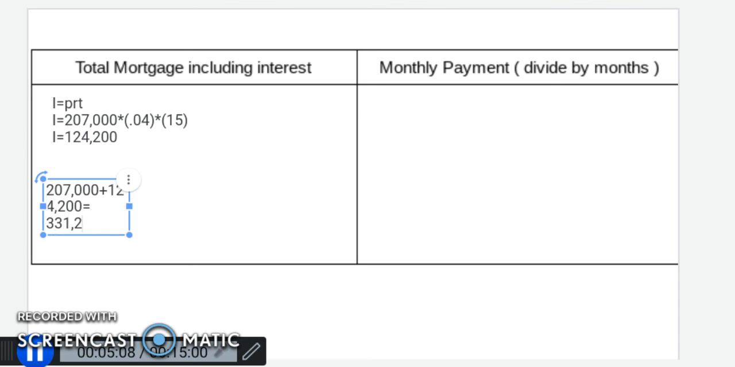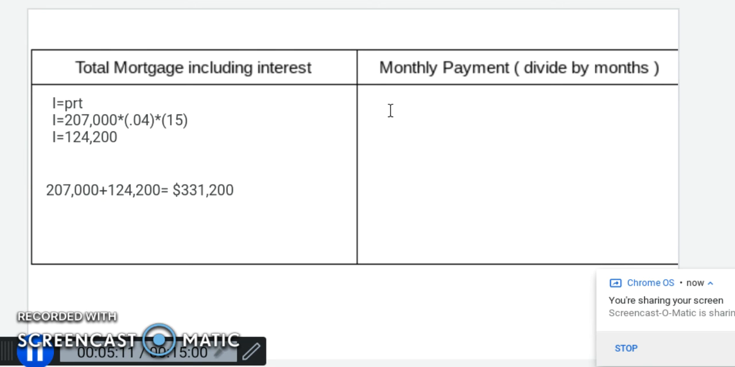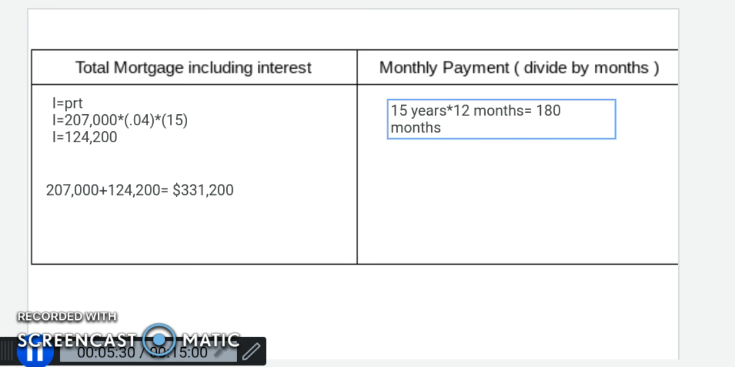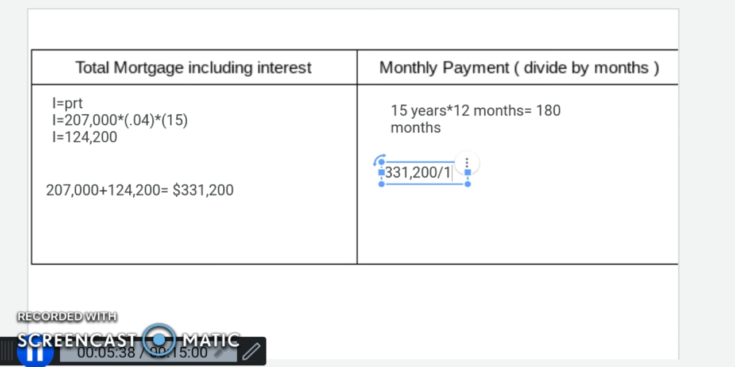Alright, once you find your total, we're going to do the same thing we did on the previous one. We're going to find how many months 15 years is. So 15 years times our 12 is going to give us 180 months over the course of the loan. So we're going to divide that total, $331,200, by our 180 months to find what we'll be paying each month. And that'll give us a total of $1,840 each month.